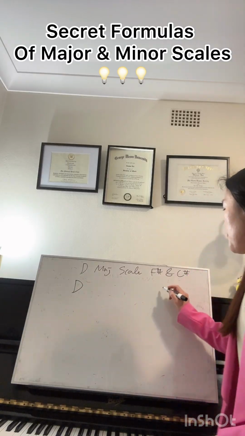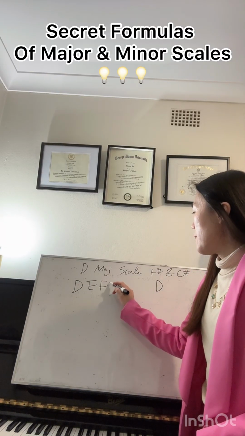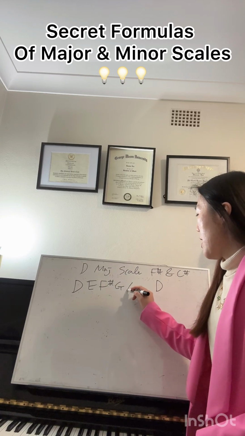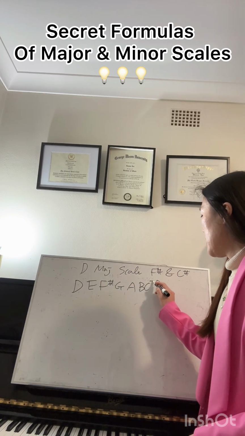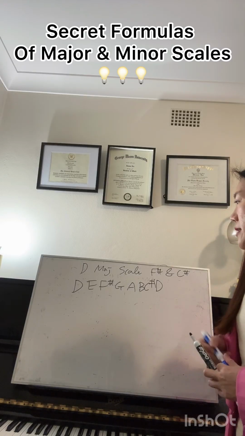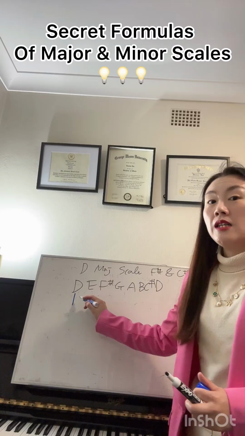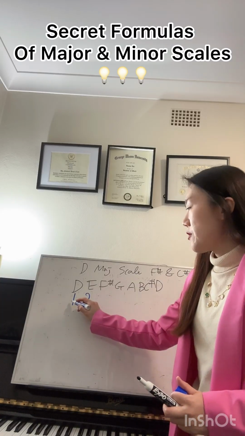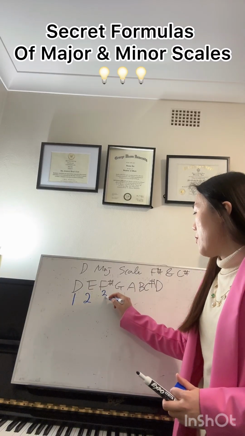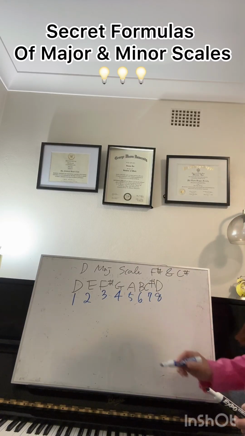Starts with D, ends with D, right? E, F sharp, G, A, B, C sharp, and D. Okay, so now let's write down the scale degree numbers of each note. So the first one is the first note. Scale degree number 1, 2, 3, 4, 5, 6, 7, 8.